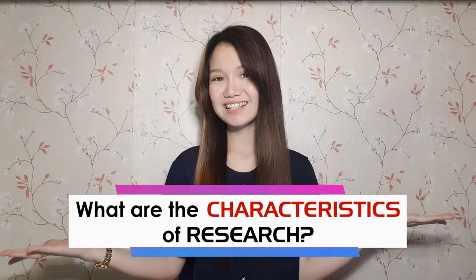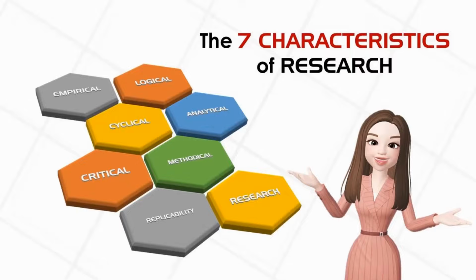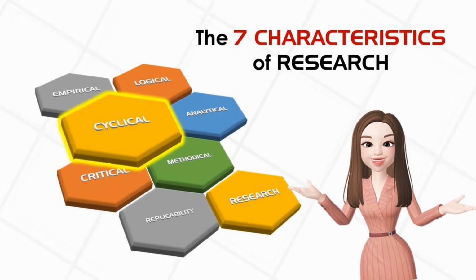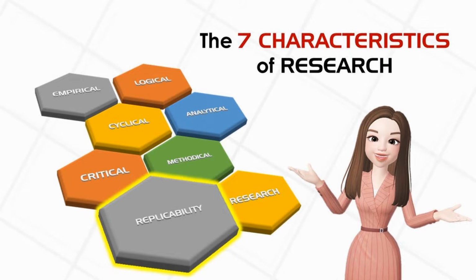What are the characteristics of research? Those are quite simple. This is Mamaika and you're still watching Research Simplified. What makes research different from all the other types of technical writing? For today, we're going to talk about 7 characteristics. And these are empirical, logical, cyclical, analytical, critical, methodical, and replicability.